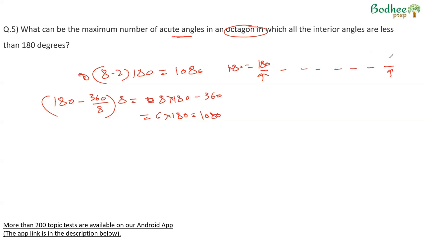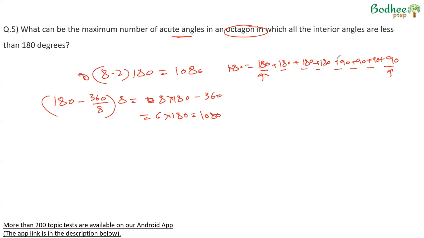And the maximum acute angle will end at 90. Less than 90 will be acute. So what I'm saying is, at the extreme end, I can write a sum where 4 angles are 180 and then 4 angles are 90. 180 plus 90 is 270. Repeated 4 times will be 1080.